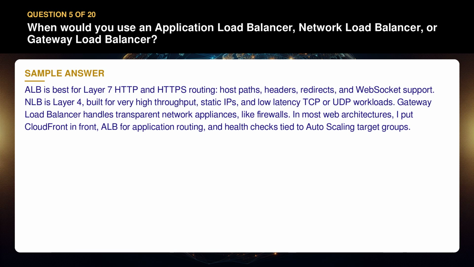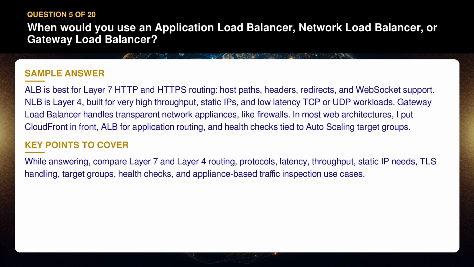In most web architectures, I put CloudFront in front, ALB for application routing, and health checks tied to auto-scaling target groups. While answering, compare Layer 7 and Layer 4 routing, protocols, latency, throughput, static IP needs, TLS handling, target groups, health checks, and appliance-based traffic inspection use cases.